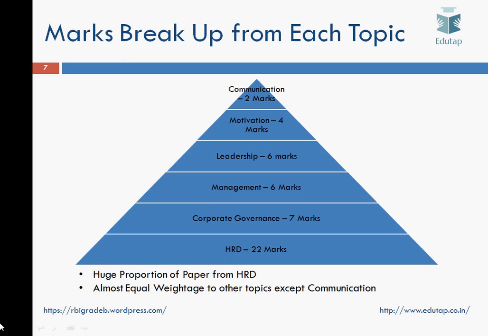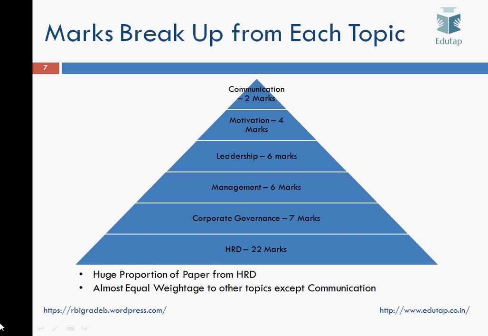So what was the marks breakup from each topic under the management section? In this slide you see that maximum paper came from the HRD section, which contributed 22 marks. So out of 47 marks in the management section, 22 marks worth of paper came from HRD. Except for HRD, other topics such as motivation, leadership, management and corporate governance almost contributed an equal number of marks, and the communication section contributed the least number of marks.